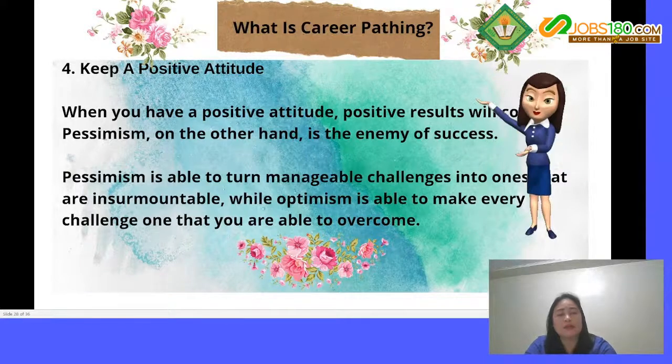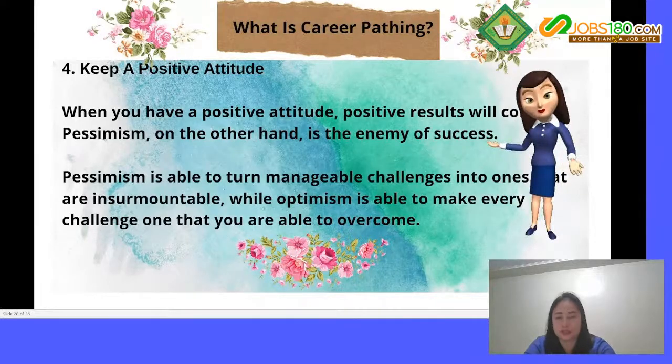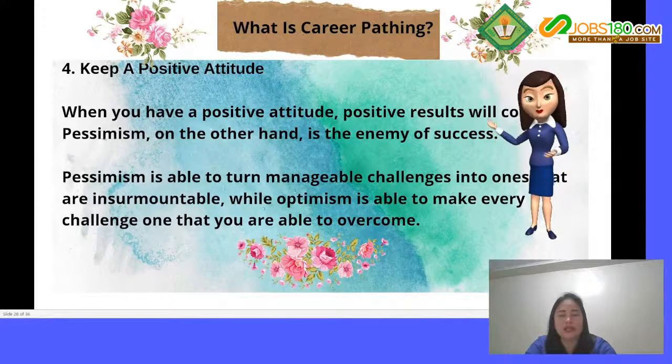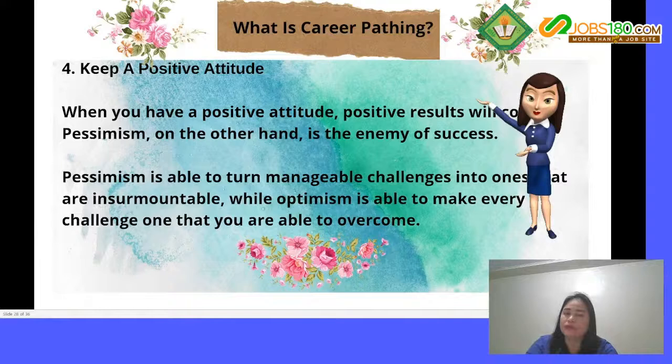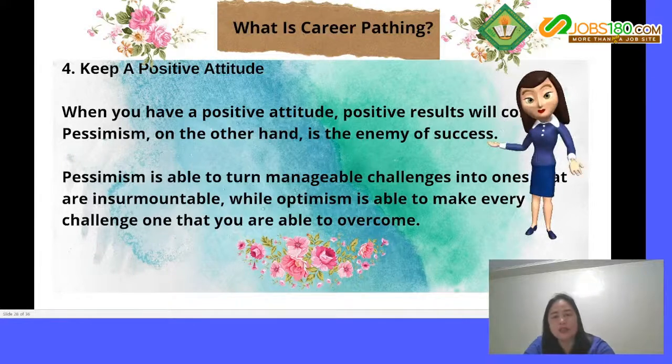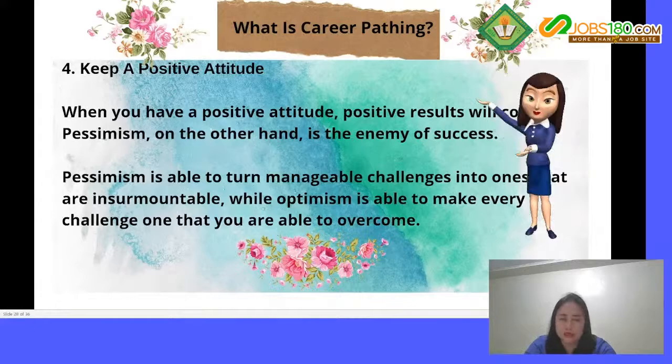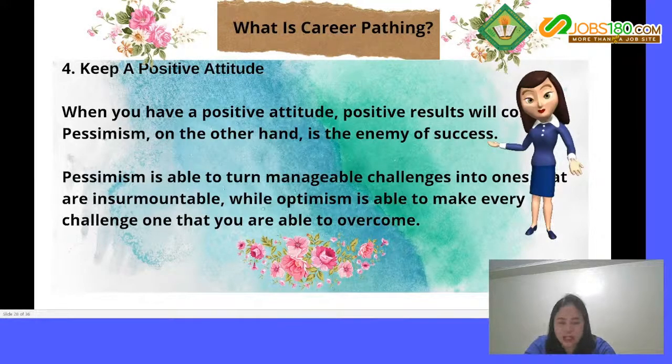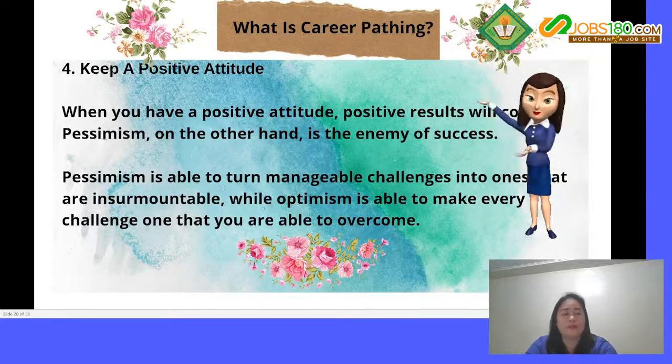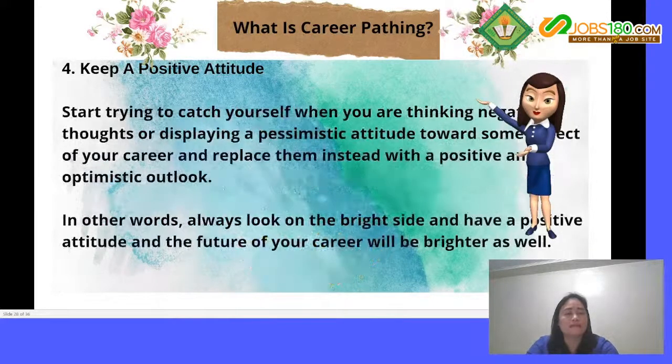Lahat naman pag positive attitude tayo, it becomes a positive result. Yun naman ang mangyayari. Kung negative tayo, negative din yung magiging result. Kaya keep a positive attitude. Keep on positive lang tayo. Avoid negativity. Okay. Okay, next.